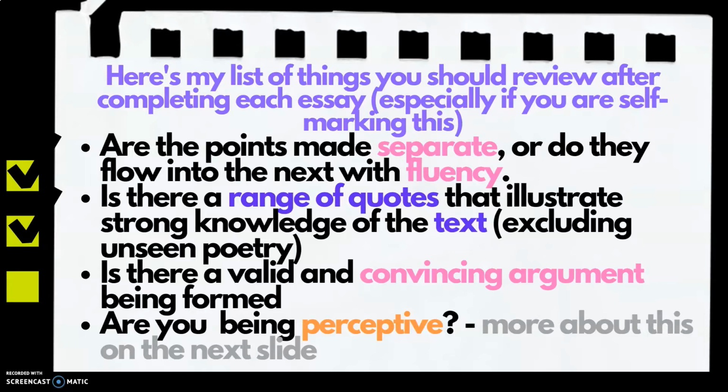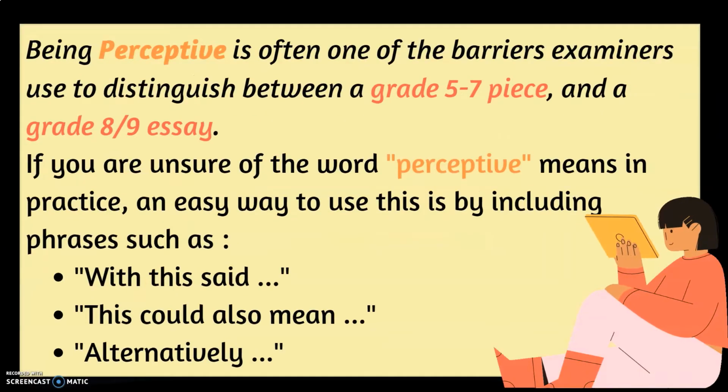Now let's look more at being perceptive. Being perceptive is often one of the barriers that examiners use to distinguish between a grade 5 to 7 piece and a grade 8 to 9 essay. If you are unsure of the word perceptive and what it means in practice, an easy way to use this is by including phrases such as, with this said, this could mean, alternatively. So by including these phrases, you are talking about other perspectives, and that is what the examiners are looking for.